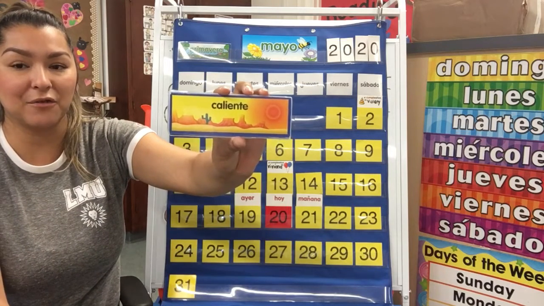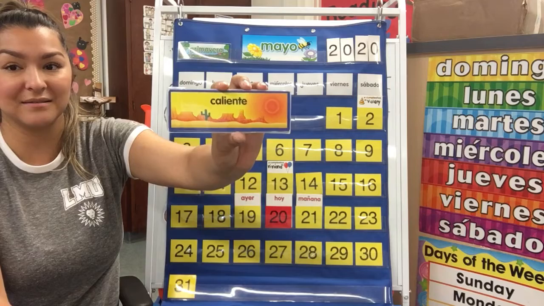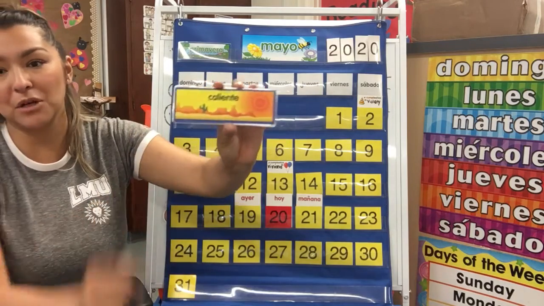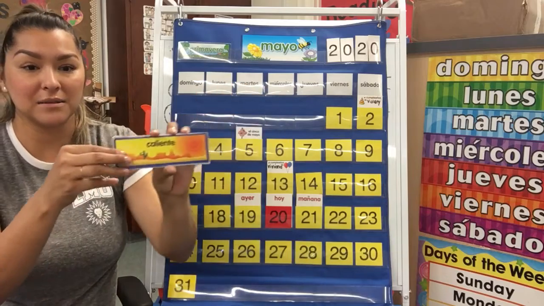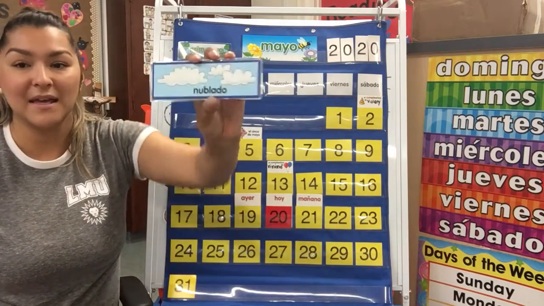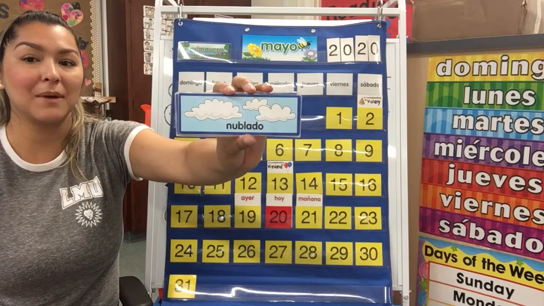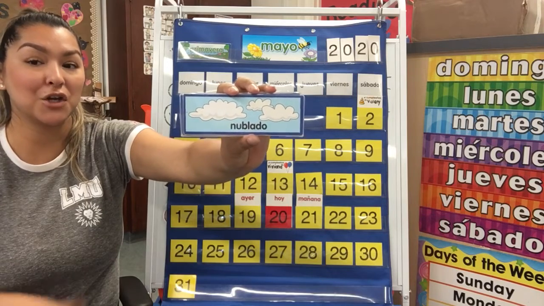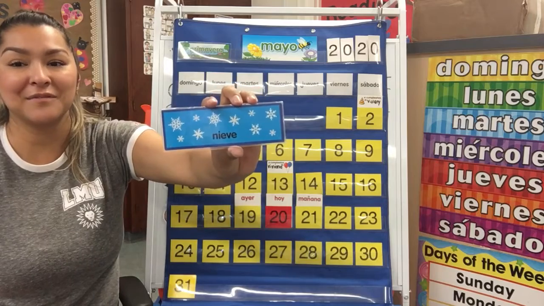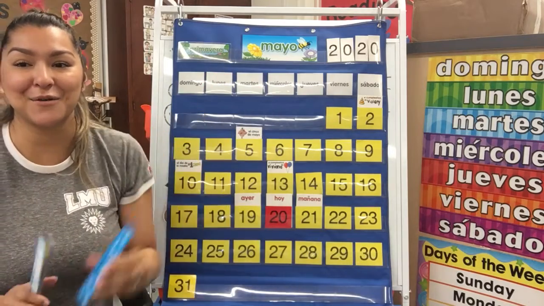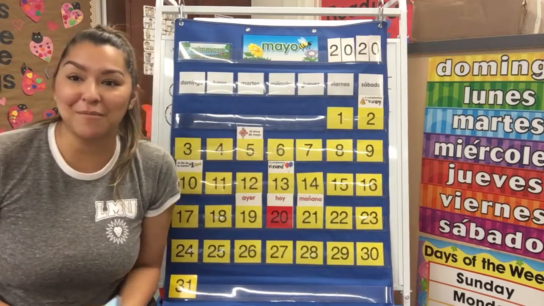Está caliente afuera. Is it hot outside? Okay, we see this desert backdrop. We know that in the desert habitats, they are very, very hot. Is it cloudy outside? Está nublado. Is the sun not visible? And is it snowing? I highly doubt that it is snowing outside, but if you live in the mountains, that might be a possibility.